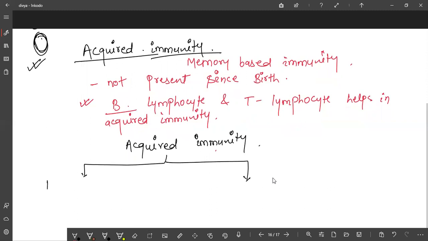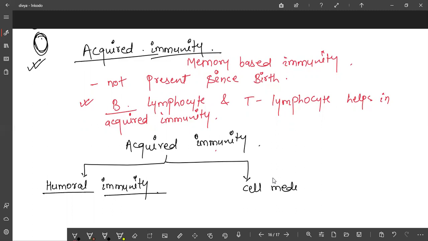This is humoral immunity. Humoral means body fluids. The antibody will be present in blood, and with the help of that antibody, we gain this immunity. So this is called humoral immunity. The other type of immunity is with the help of cells, especially T lymphocyte, and that is called cell mediated immunity. In short, cell mediated immunity is also called CMI.